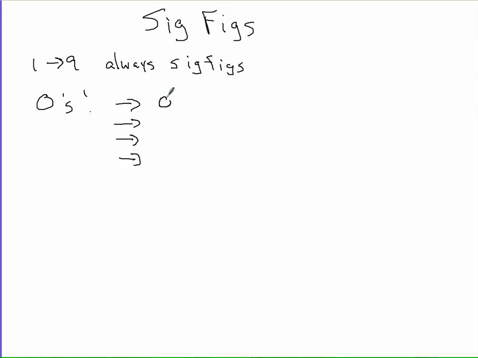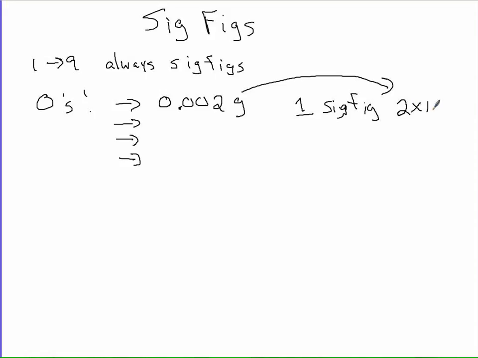You can have what we've referred to in class as leading zeros. So for example, in the measurement 0.002 grams, there is only one significant figure. And one helpful way to judge this is to take that number and put it into scientific notation. So this would be equal to 2 times 10 to the negative third. And how many significant figures are there in that number right there? 1.